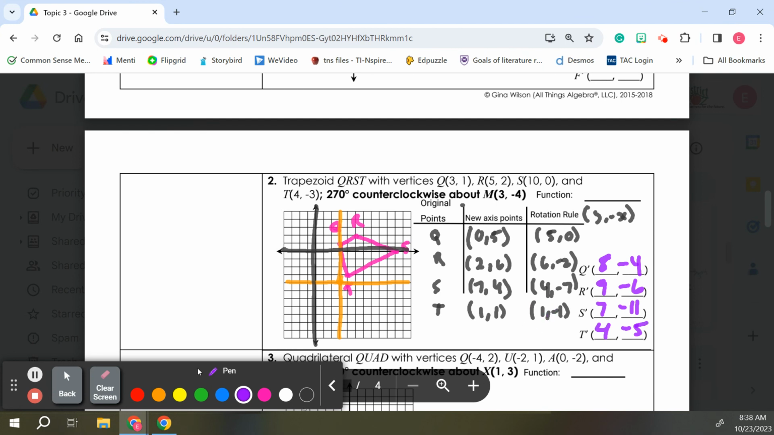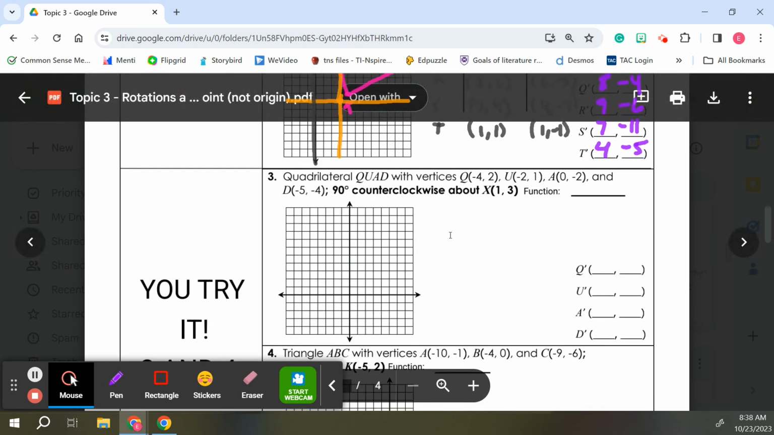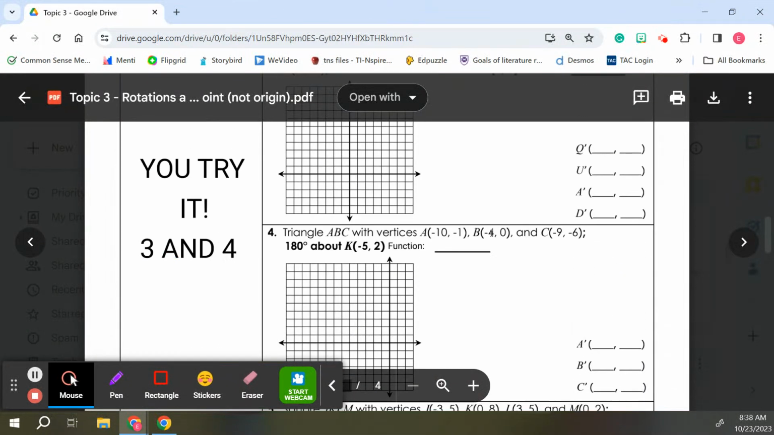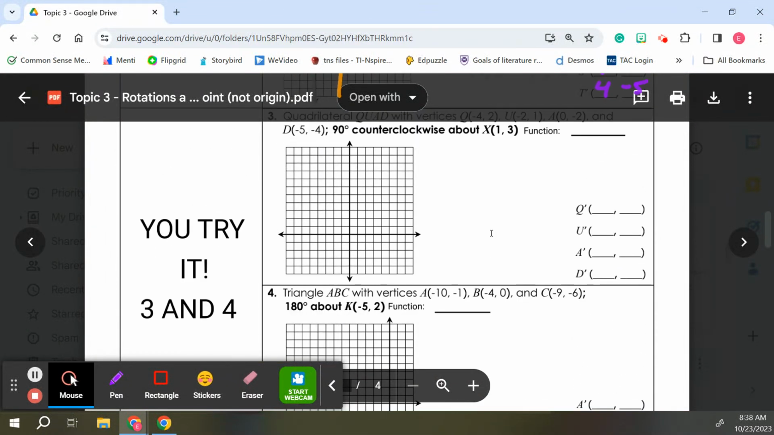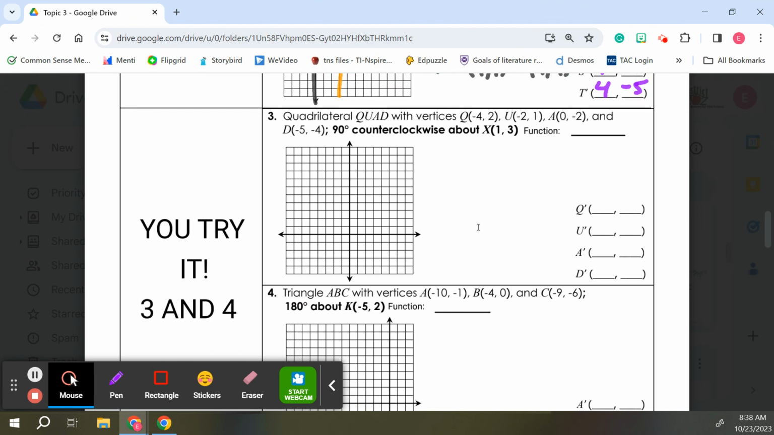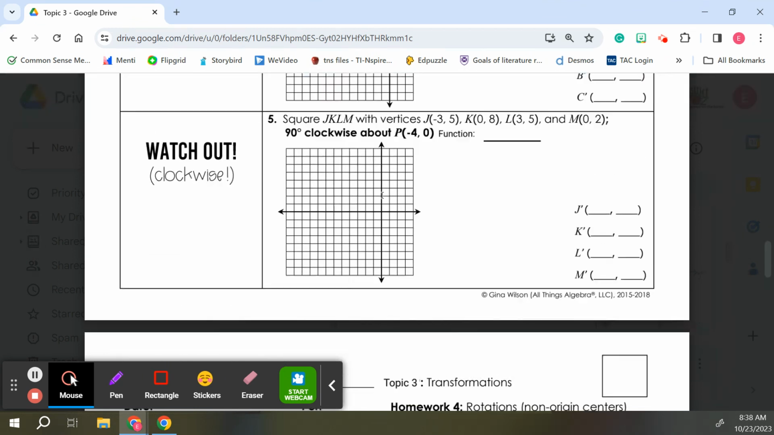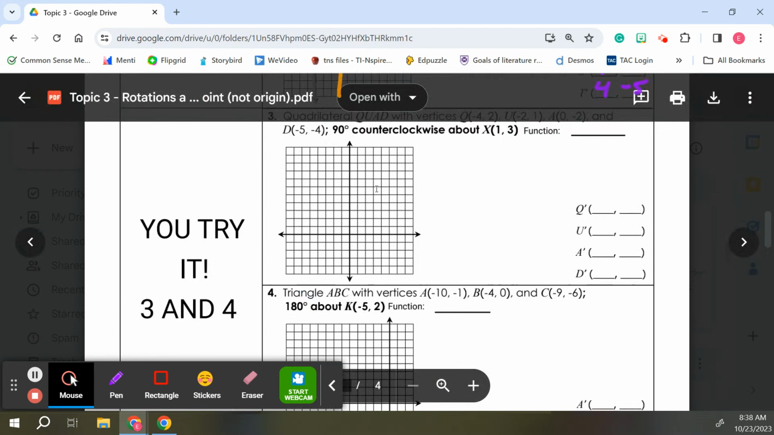So do me a favor. I want you guys to try. Actually, we're going to try these next 3. I want you to try the clockwise on your own first. Okay. Plot these. I'm going to give you a lot of time to do them, and then we'll go over them. Okay. 3, 4, and 5. Try those on your own.